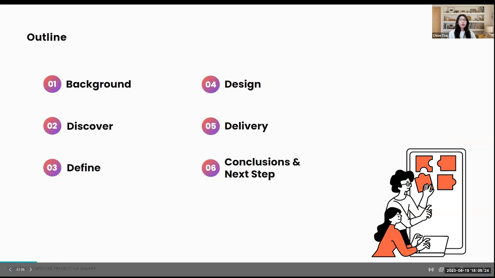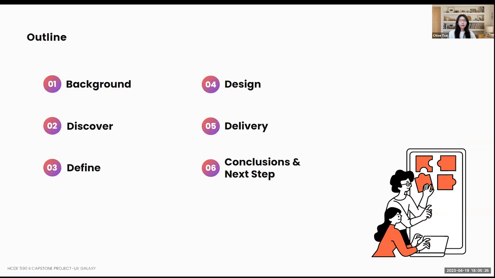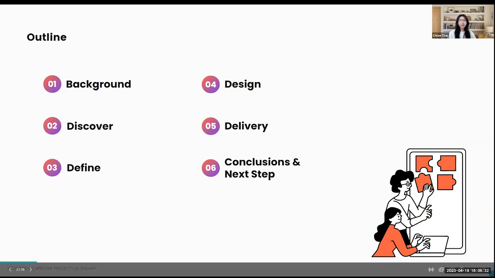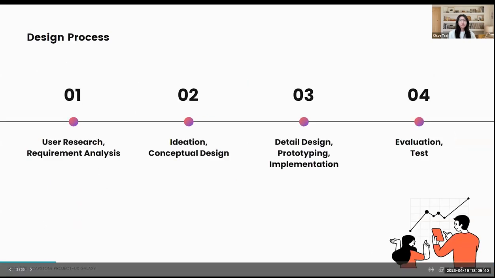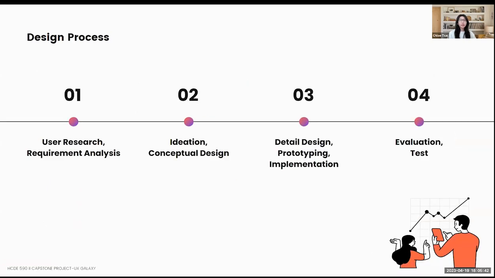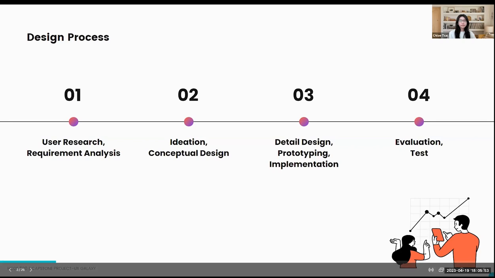Okay, so I will walk you through the project background, the user research we discovered, and how we finalized and defined the design direction, then moving to the design details and the final deliverables. So here is the design process we followed. Starting from user research, generate ideas, craft out the detailed design, and evaluation.